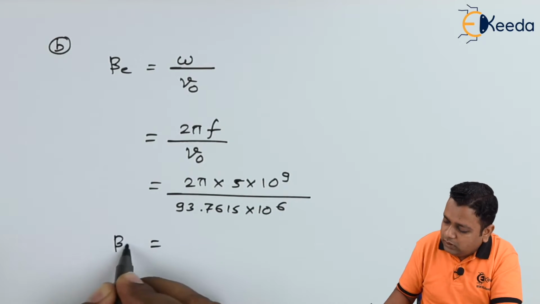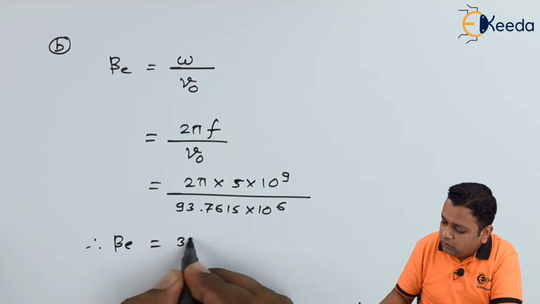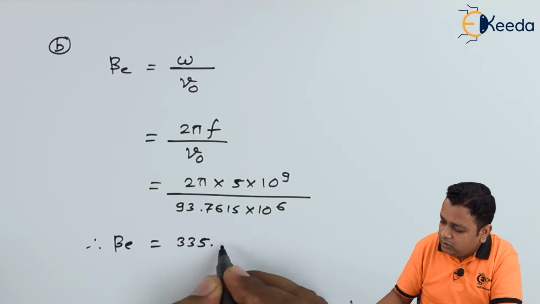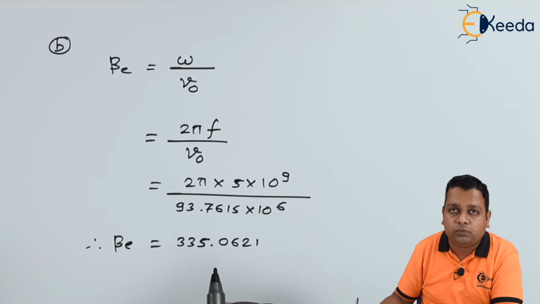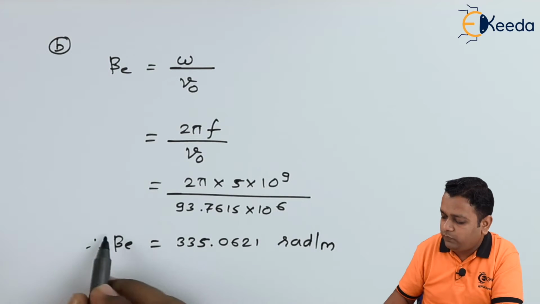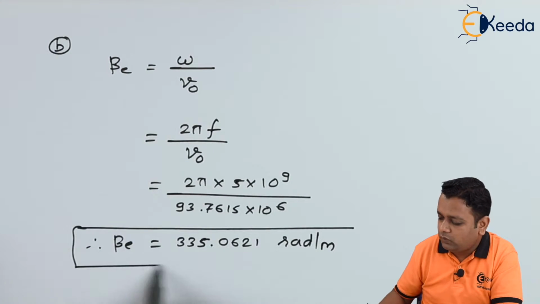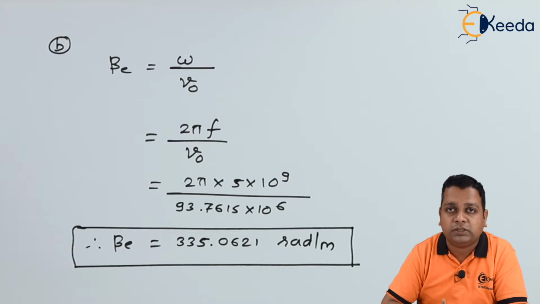Therefore this phase constant beta suffix e we obtain with the value 335.0621. As this is the phase shift constant, its unit of measurement will be radians per meter. For the given electron beam in the device, how much the phase changes with respect to the unit length, we have computed. So this is the answer for part B.